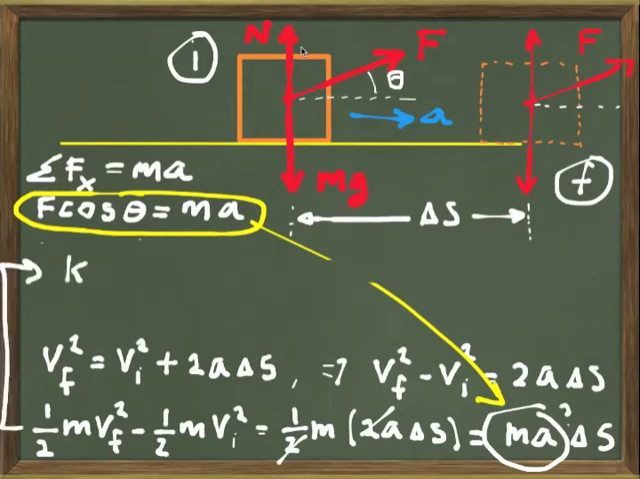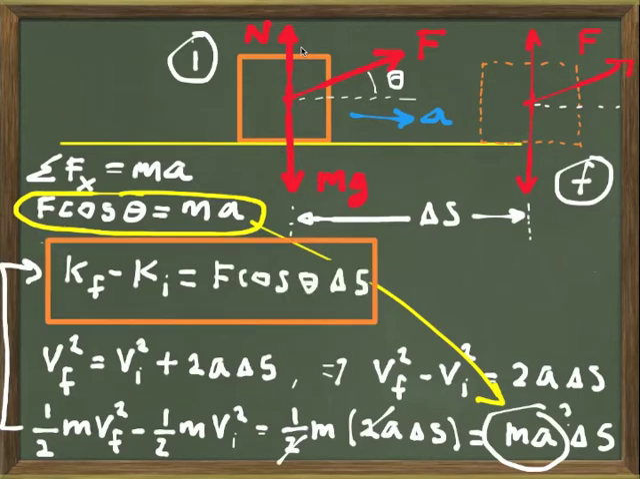So when I do that, I will get final kinetic energy minus initial kinetic energy equals, instead of ma, F cosine theta, and we still have delta S multiplied. So this is my equation that now relates force, displacement, the angle showed up there. Maybe you were not expecting that. And that product of those three quantities should be equal to the change in the kinetic energy of the block. Okay? So that's how that force is going to change the kinetic energy.